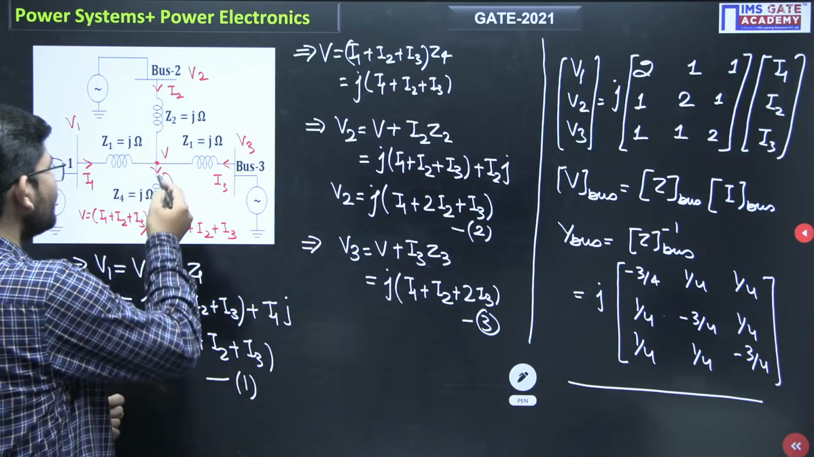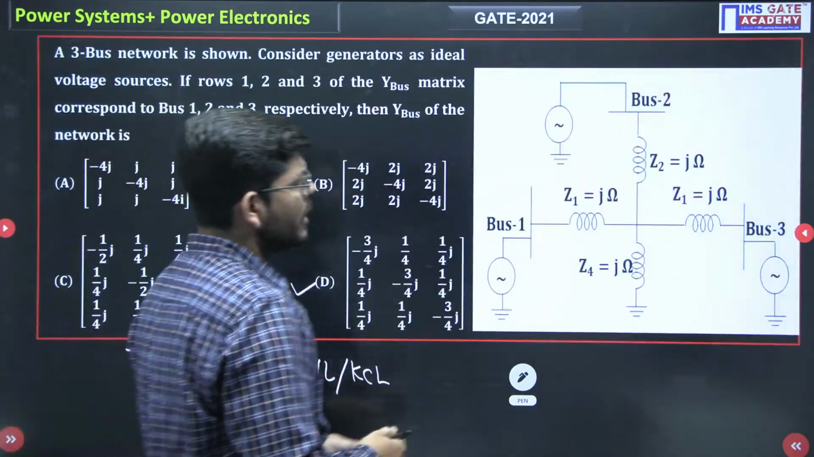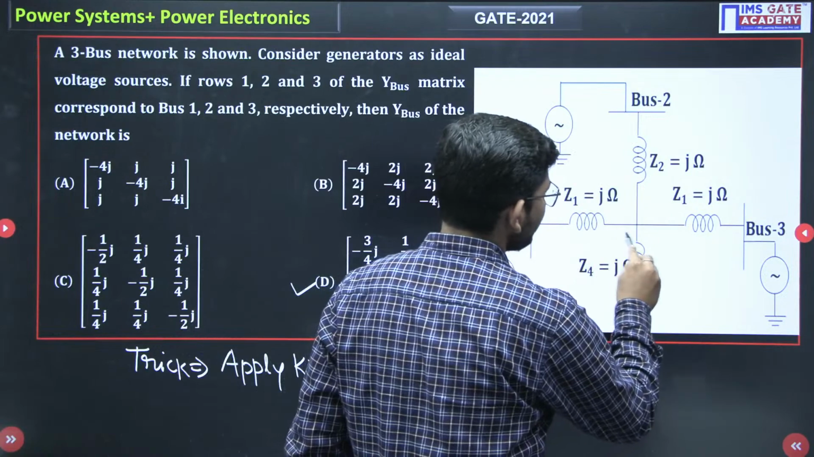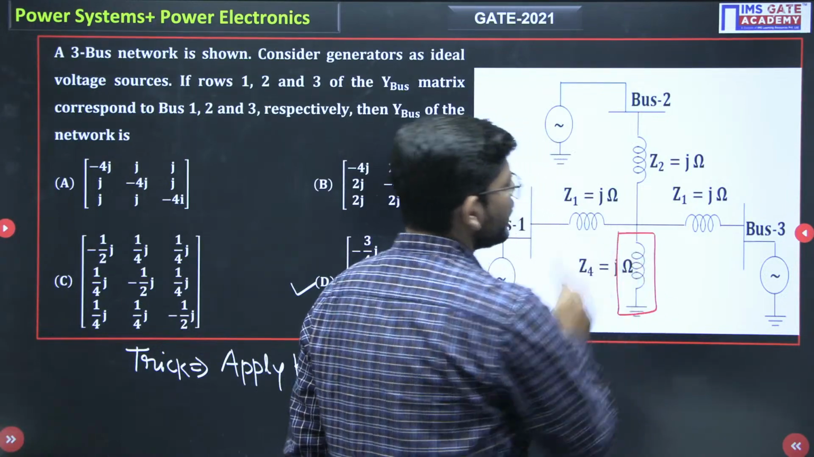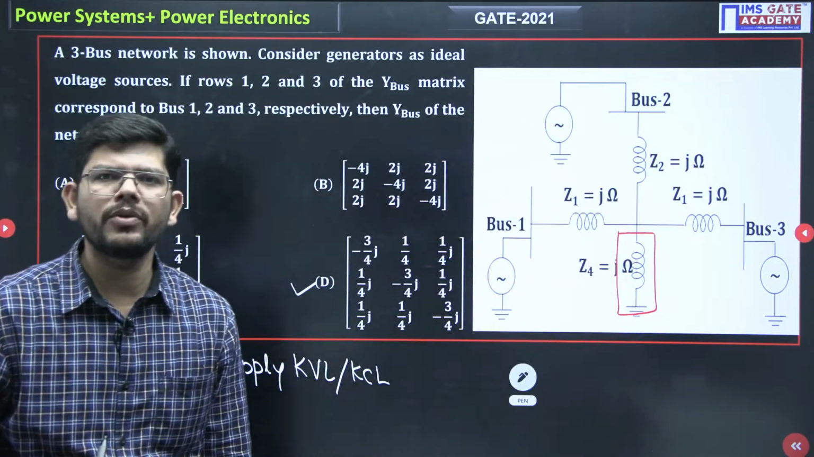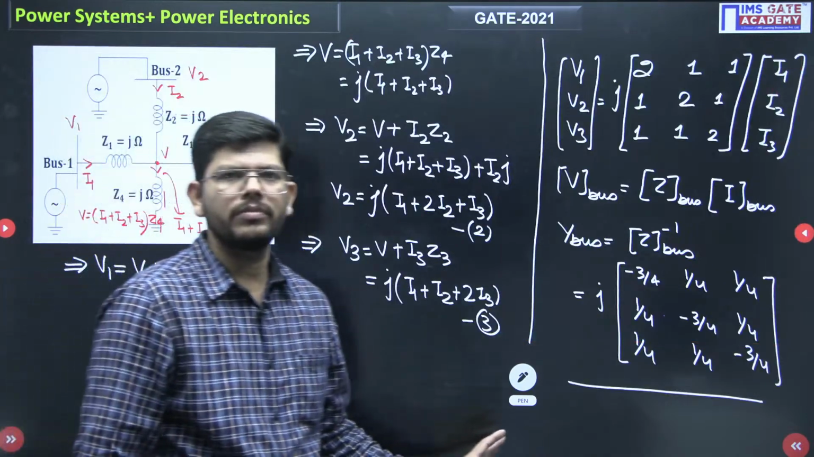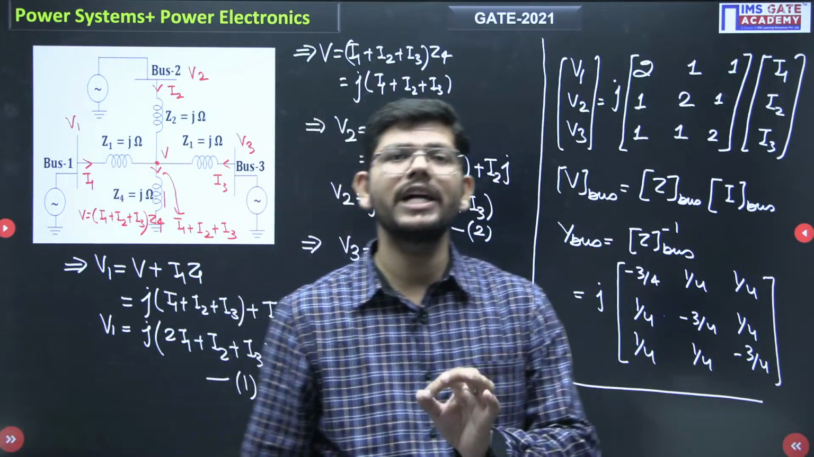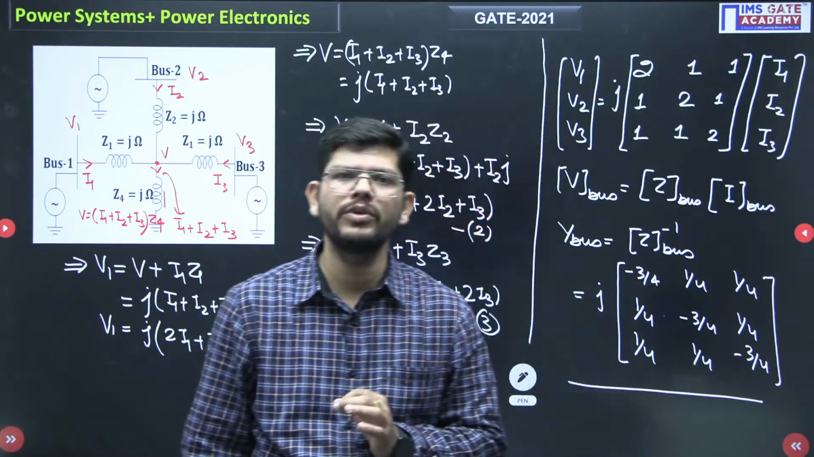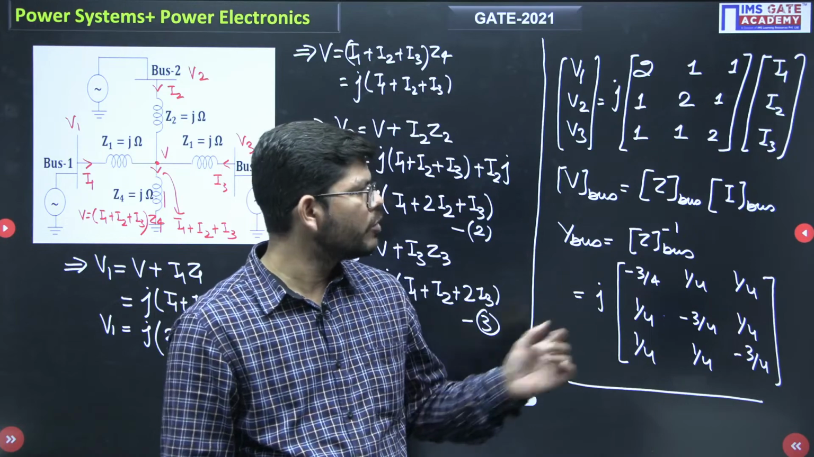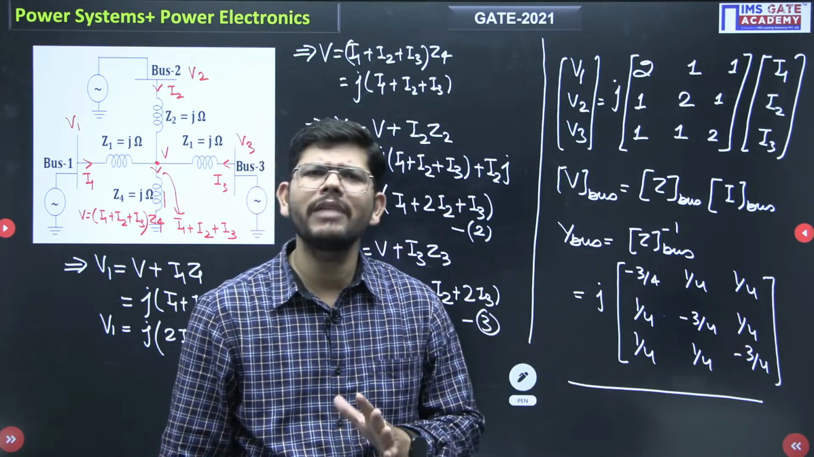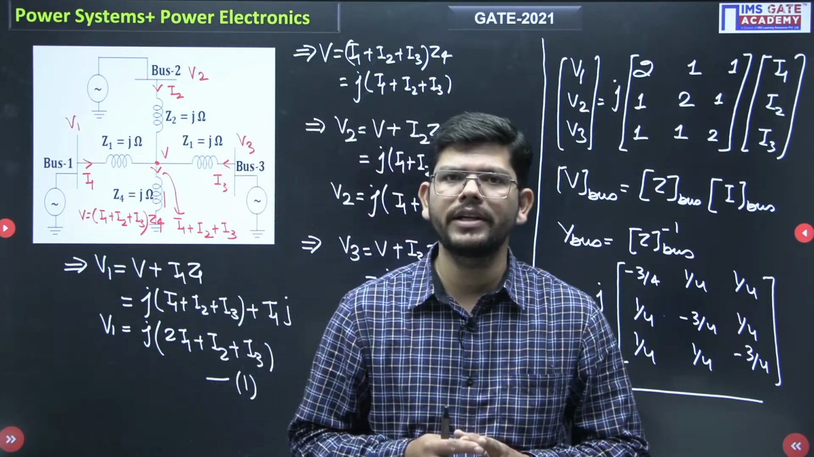Now this branch, if you see, this branch which was actually a problem for us is not at all a problem for us right now. We have determined our answer. Although it has consumed much time of a student, you should be ready for these kinds of questions. Surely there will be a question from bus admittance matrix.